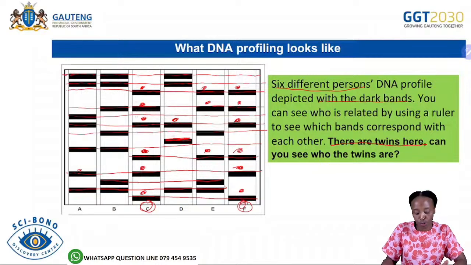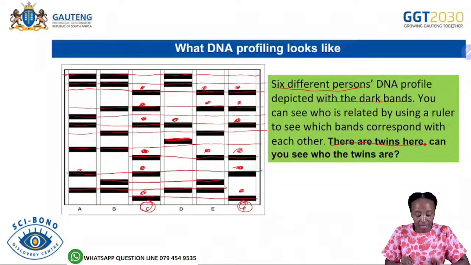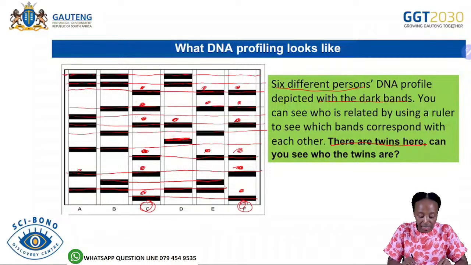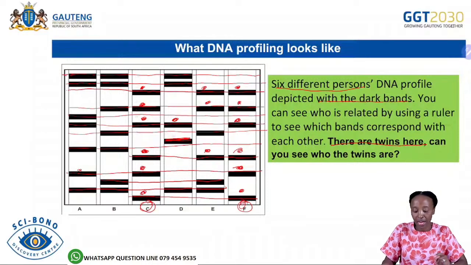You need your ruler. You cannot just eyeball. I was using a pen to draw because I don't have a ruler here with me, but when you are getting a task or writing an exam or anything, when you do this activity, you need a ruler so that you put it down and draw these lines so that you identify which bands match and which bands do not match.